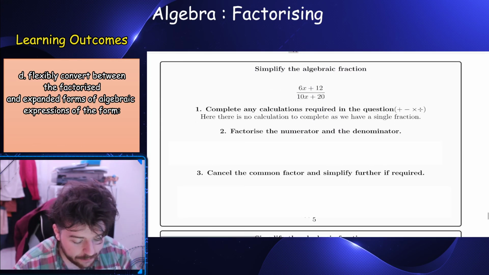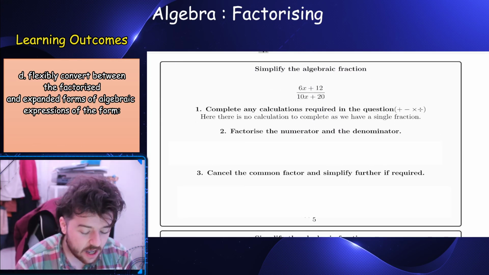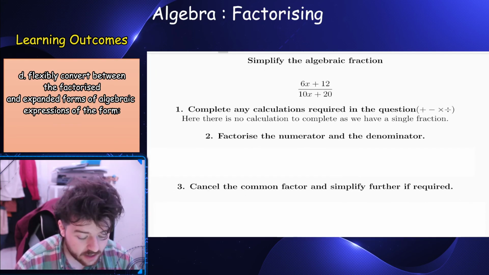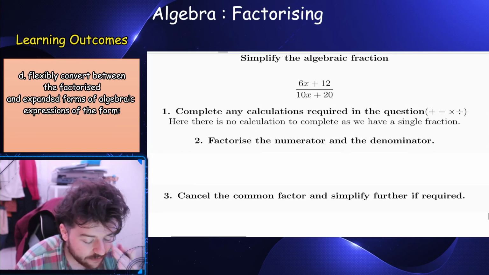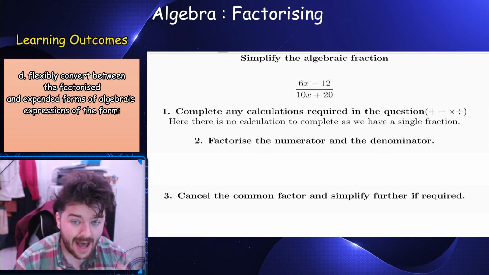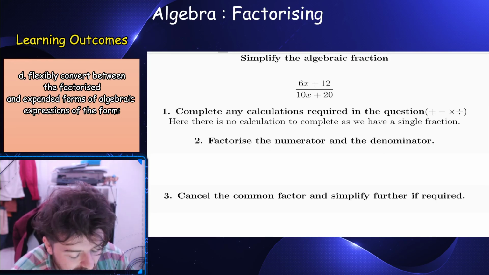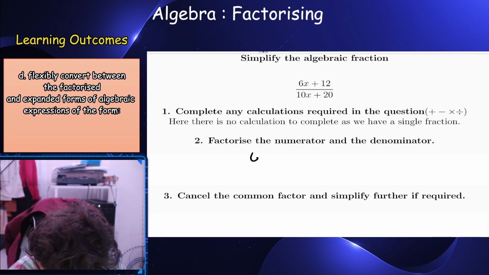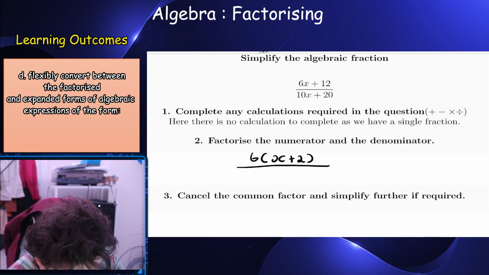So, for example here, I have 6x plus 12 all over 10x plus 20. So first step, complete any required calculations. I don't have any. Fab. Factorize the numerator and denominator. These are going to look like highest common factor. So I'm going to factorize the top. I'm going to take out a 6. I'm going to have x plus 2. Then on the bottom, I'm going to take out a 10. I'm going to be left with x plus 2.